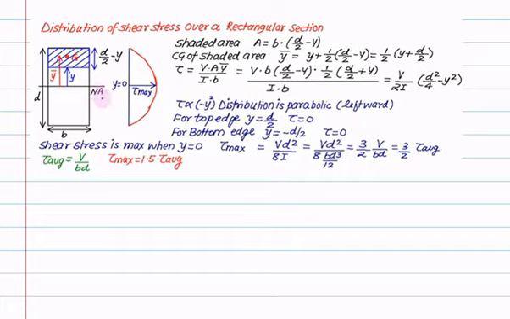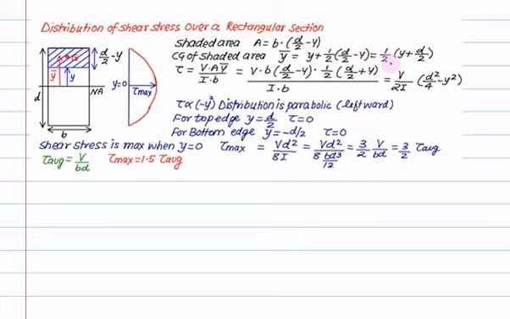So how much is above the neutral axis? What is y bar? Is it y plus this value divided by 2? Is it correct? This is a rectangle, so this one is the height, height divided by 2, plus y, will be the centroid. So that is y plus 1 by 2 times (d by 2 minus y).